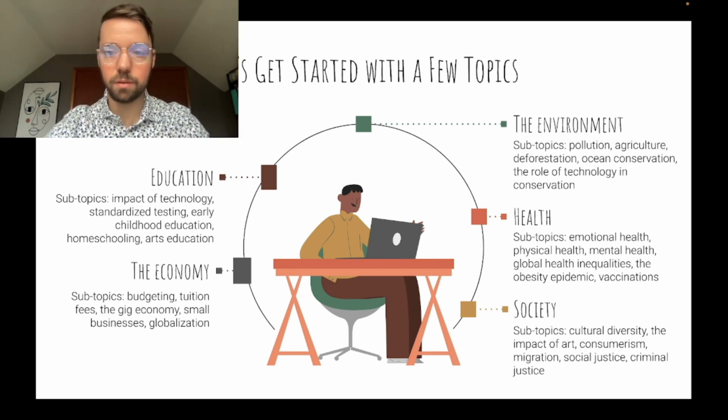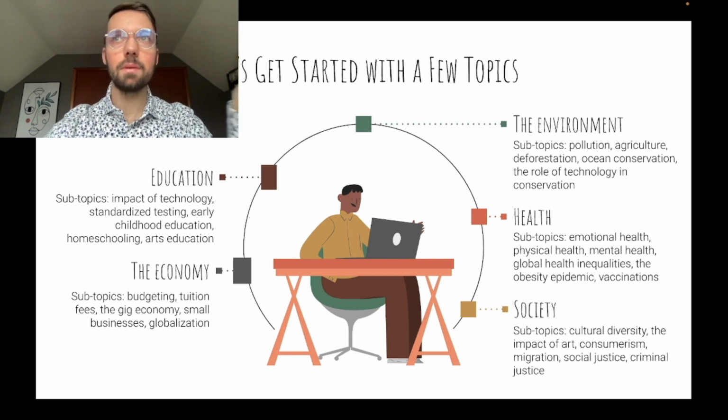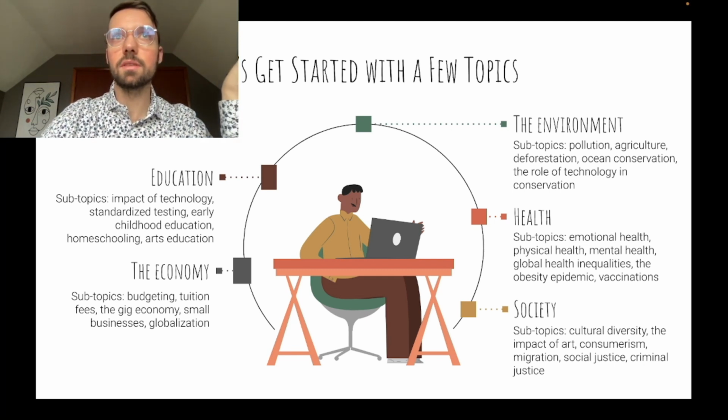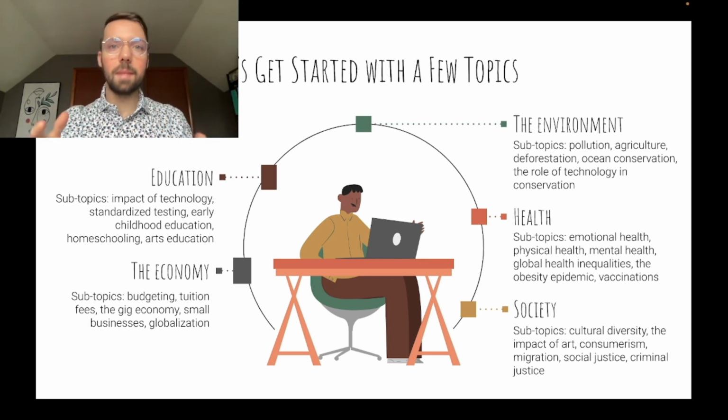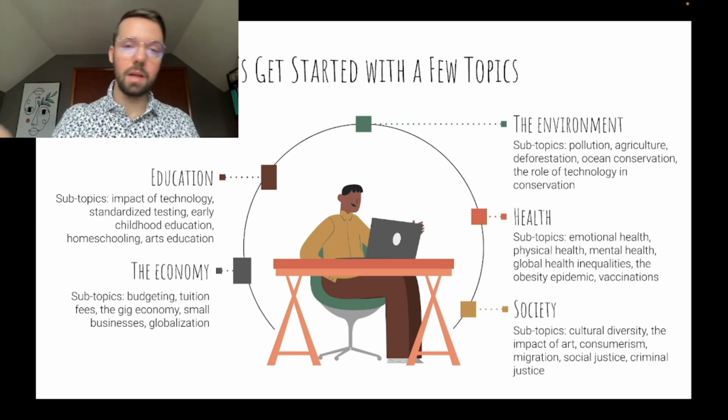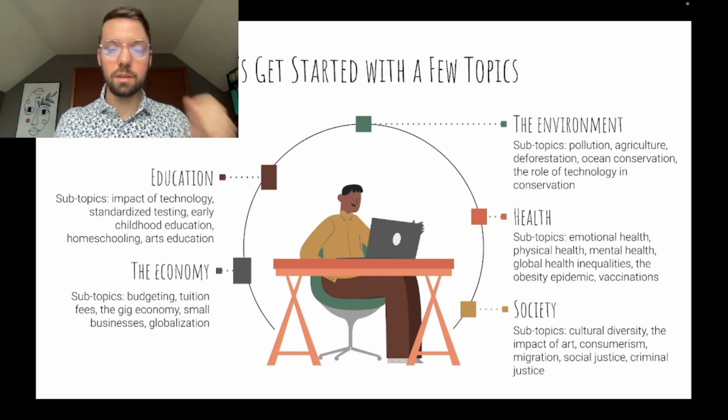Society. We could look at cultural diversity. So instead of how is society changing, you could look at how is cultural diversity changing, or how is it affecting society? The impact of art, consumerism, migration, social justice, criminal justice. So whatever your domain is, if you're focusing on nursing, business, philosophy, psychology, whatever your domain of study or work is, you're going to find an area within that to focus on, right? Try to choose a specific subtopic, okay? And spend a little bit of time brainstorming, and feel free to look for ideas on the internet.